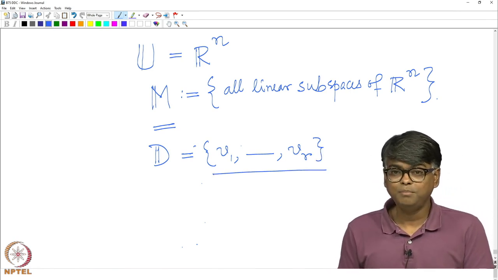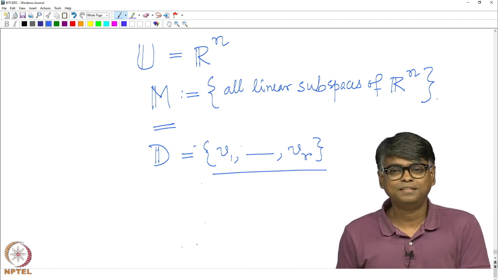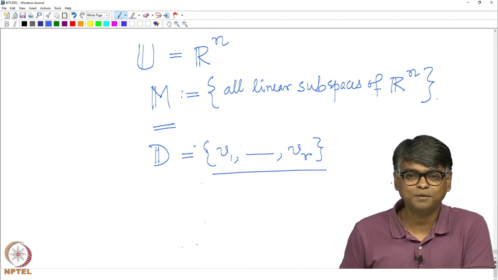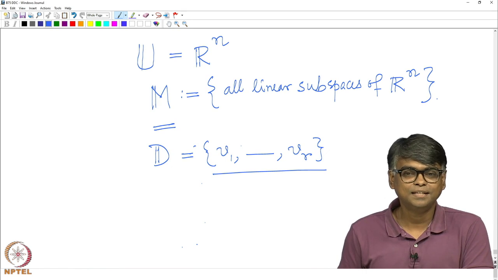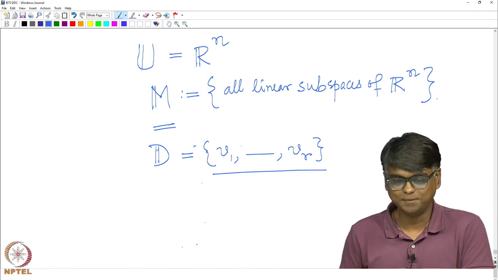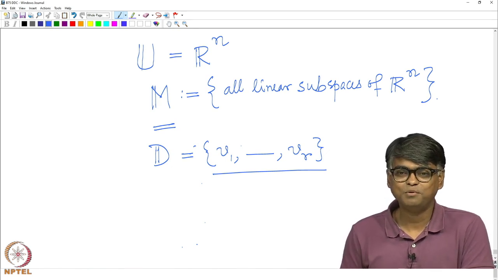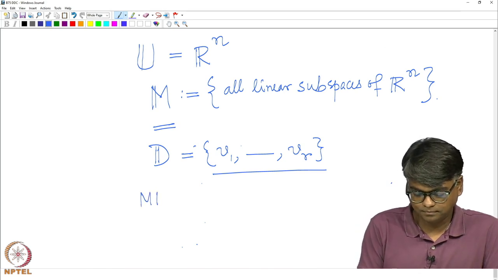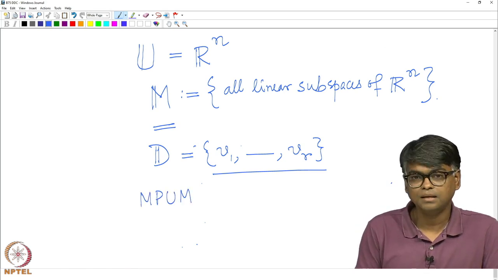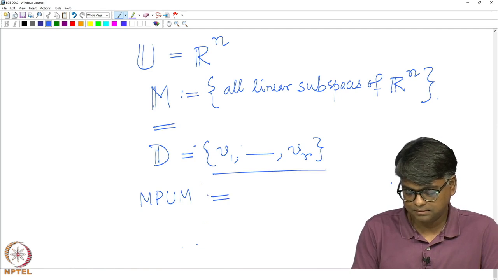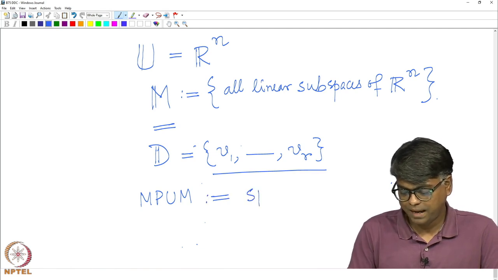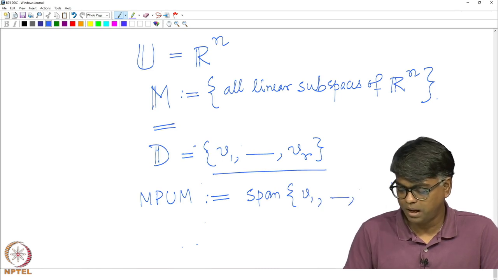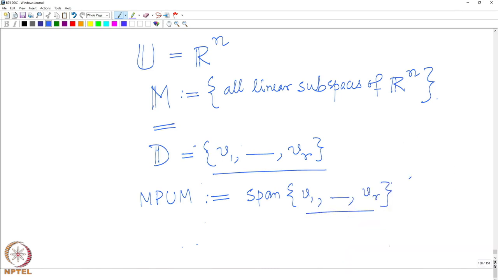Okay. So, can you give me the MPUM for this? Think about this. If you have done linear algebra seriously, then you should be able to tell me what the MPUM of this is. The MPUM here is nothing but the span of these vectors. Why? Because that is a subspace, this span.